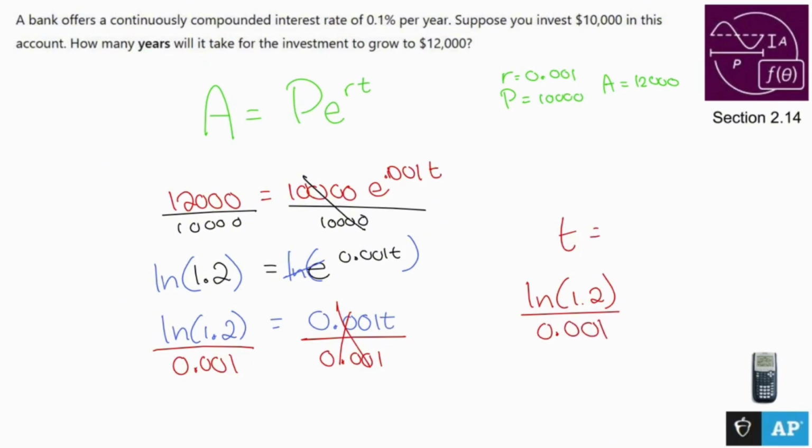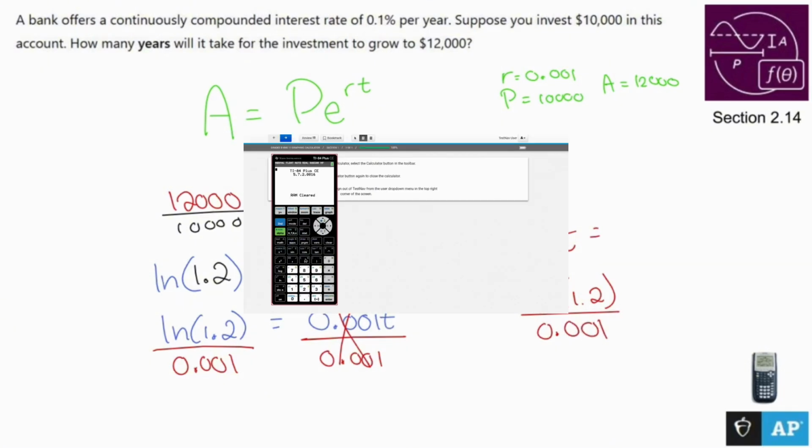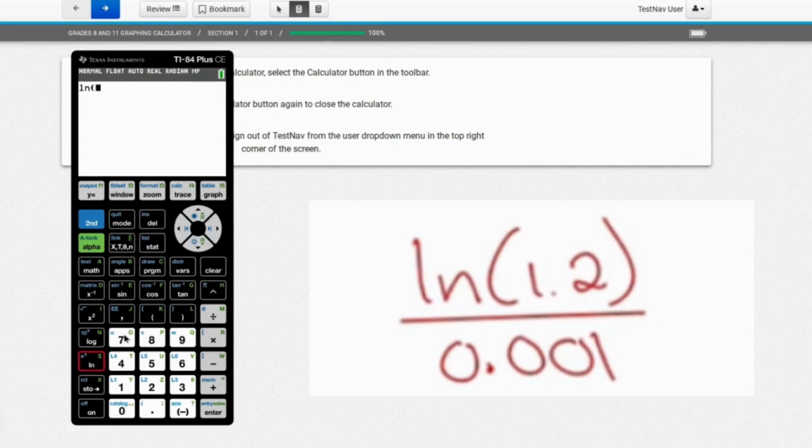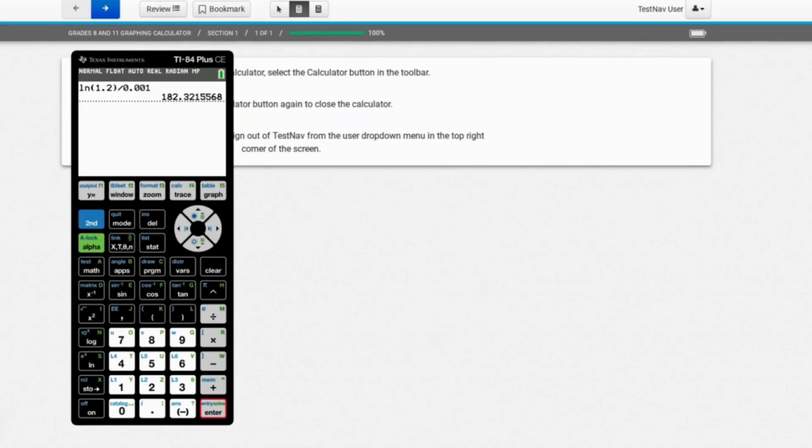So let's run to our calculator and do just that. All right, so it was ln of 1.2, don't forget to close your parentheses, all divided by 0.001. That gives us 182.3215, so 182.322 years. So let's go back and write that out.